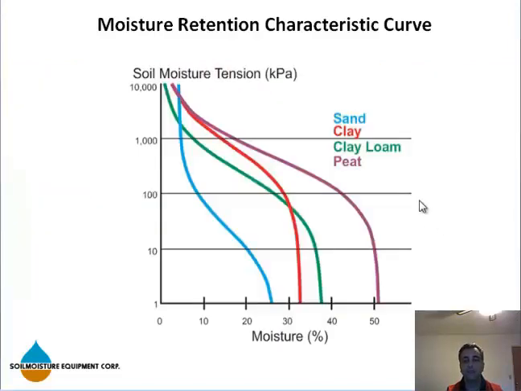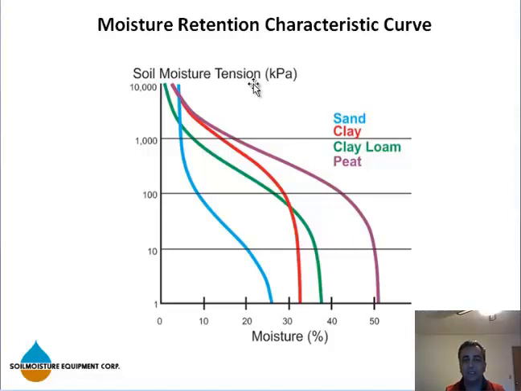This is a typical moisture retention characteristic curve. This is what you can generate with our lab setups. Different types of soil here: sand, clay, clay loam, peat. What this curve tells you is how much moisture you have at any specific soil tension level.